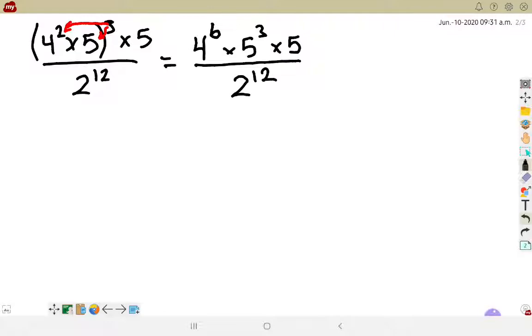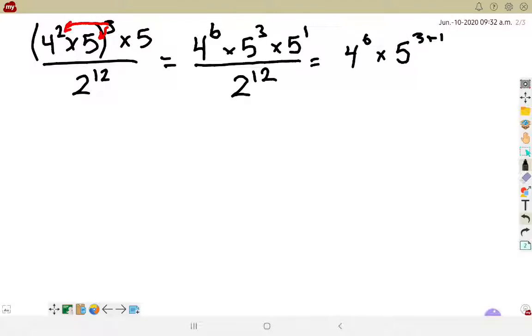Okay, the 5s aren't so bad. I can see really easily that I can combine those 2, that 5 exponent 3 times another 5. Remember that if we have a 5 with no exponent, or any number with no exponent, the exponent we assume is 1.